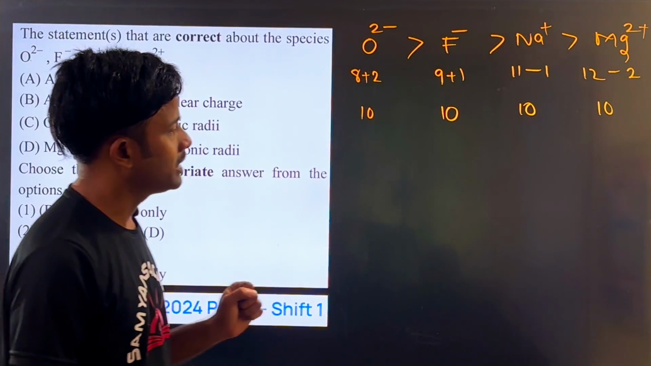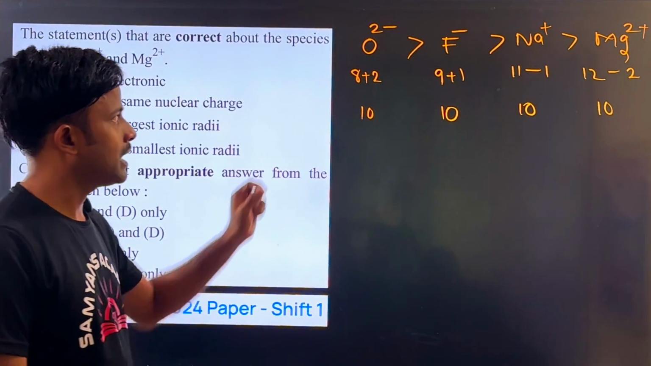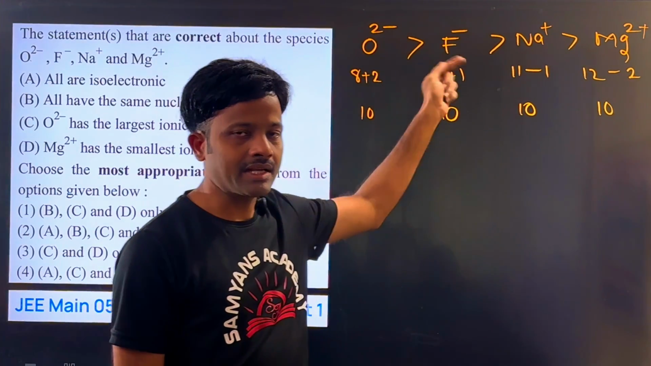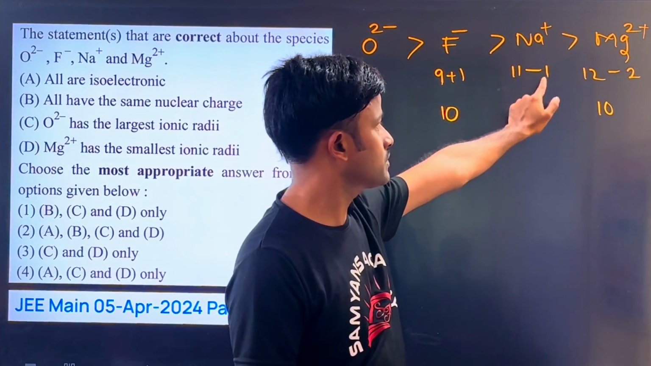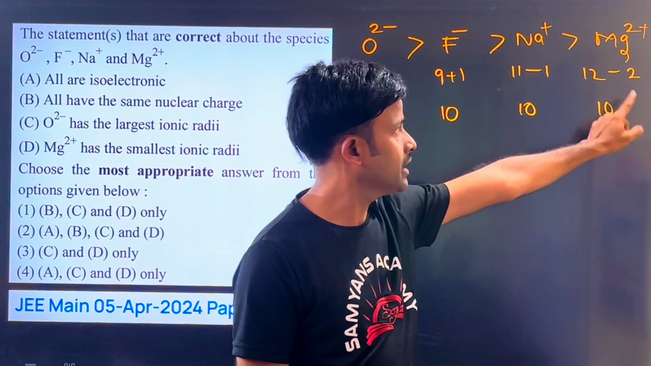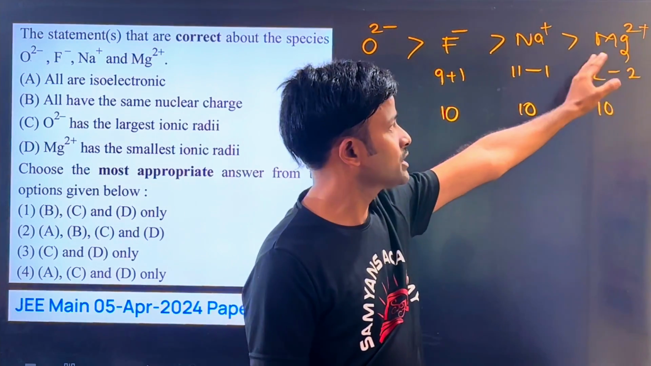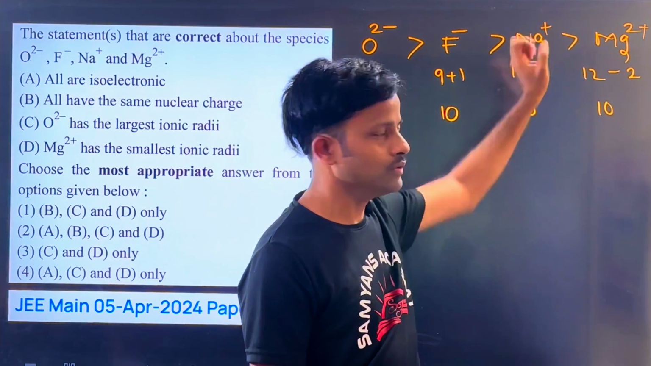This is the decreasing size of the ions. The atoms which gain electrons, size increases. The atoms which lose electrons, size decreases. Sodium loses 1 electron, magnesium loses 2 electrons. That's why the magnesium 2+ ion is smaller in size compared to sodium.